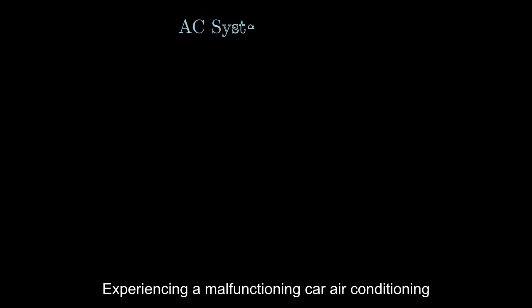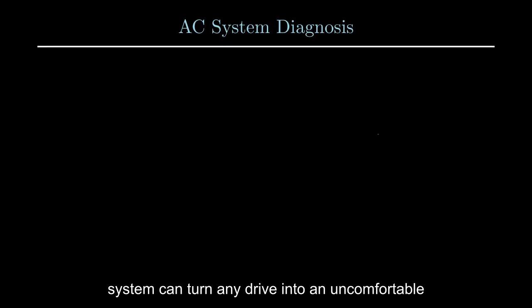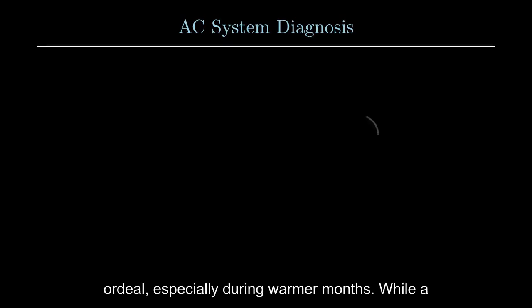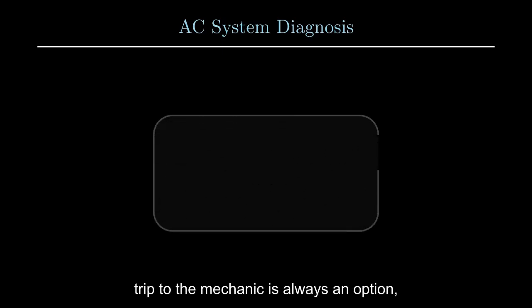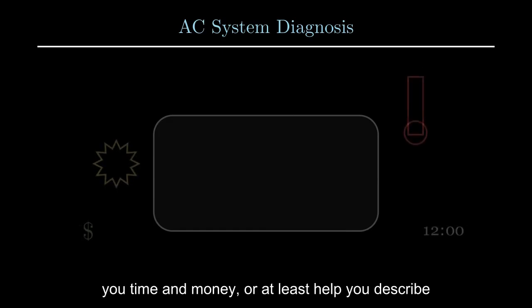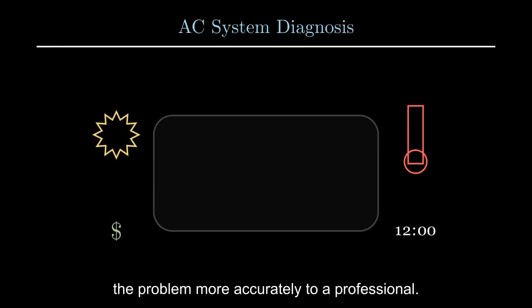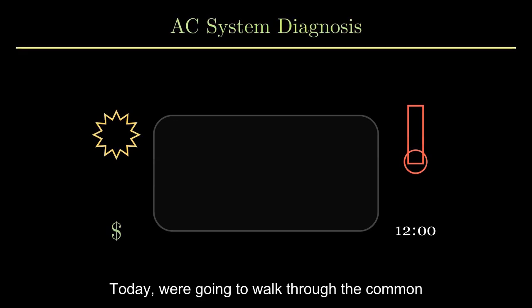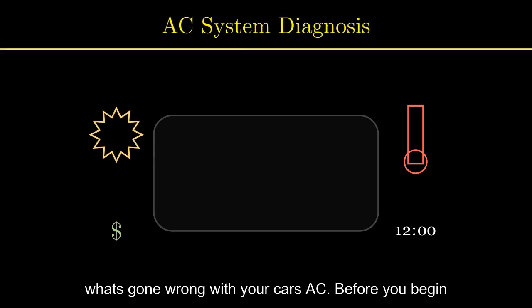Experiencing a malfunctioning car air conditioning system can turn any drive into an uncomfortable ordeal, especially during warmer months. While a trip to the mechanic is always an option, understanding some basic diagnostic steps can save you time and money, or at least help you describe the problem more accurately to a professional. Today, we're going to walk through the common symptoms and systematic approaches to pinpointing what's gone wrong with your car's AC.